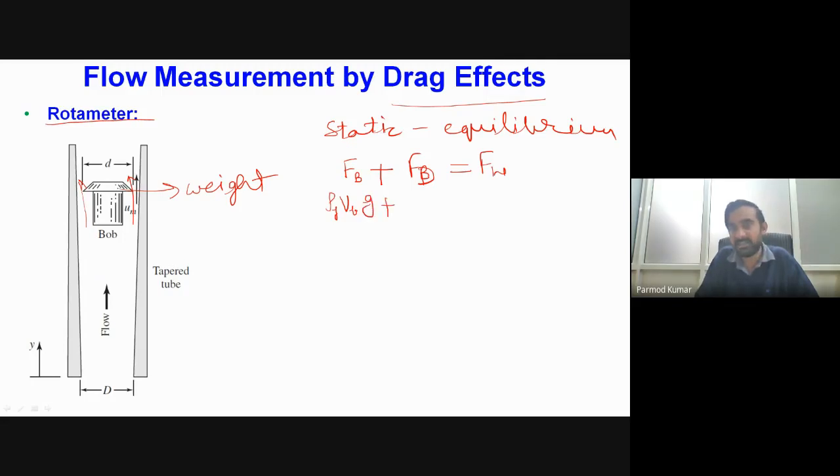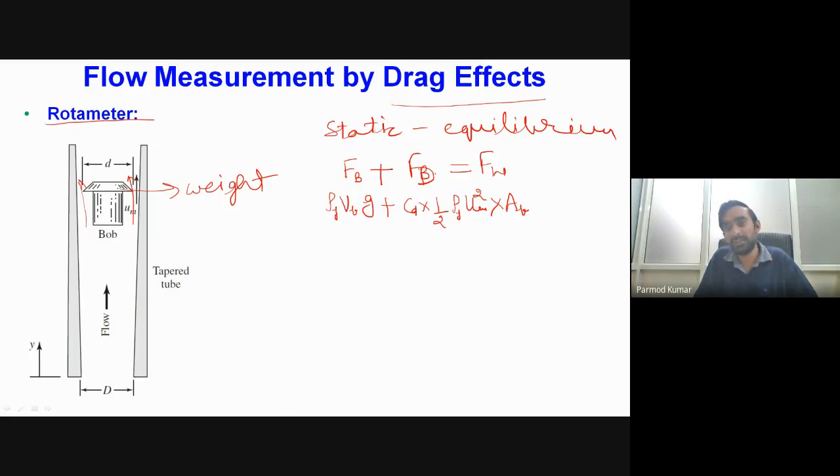Okay. Then drag force, we know that it is equal to the coefficient of drag Cd into half the density of fluid rho f into, let us consider that um is the mean velocity through the annular cross section between the floating object and the tapered tube. So we will have um square into the frontal area of this floating object. Let us consider that the frontal area of this floating object is equal to Ab.